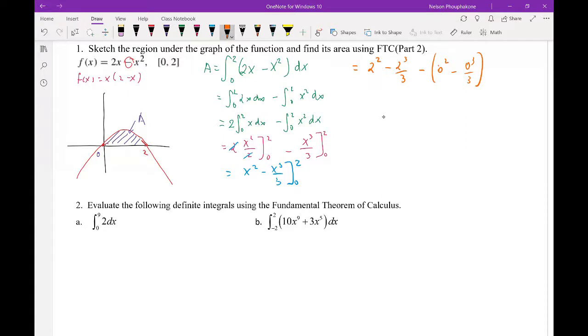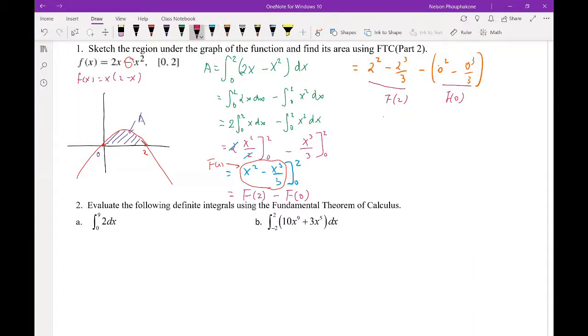Now, what is going on here? Let me do this. Now, here is basically your antiderivative, right? So this is your capital F of x. So right now, what I did here is I am going to have F of 2 minus F of 0, okay? So therefore, this right here is F of 2. This right here is F of 0, okay?